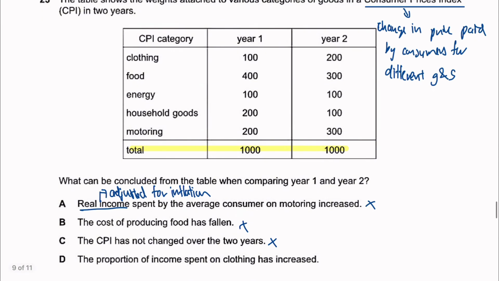D, the proportion of income spent on clothing has increased. Can you see 100 to 200? Yes, increase. Correct. Why? Because the proportion of income is related to how consumers spend their income, which is the same as CPI. Okay.